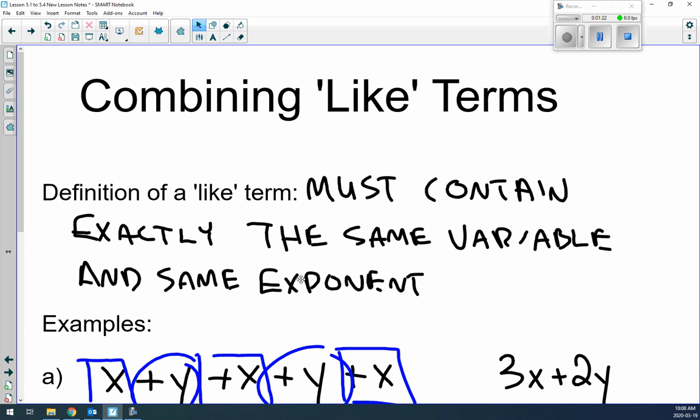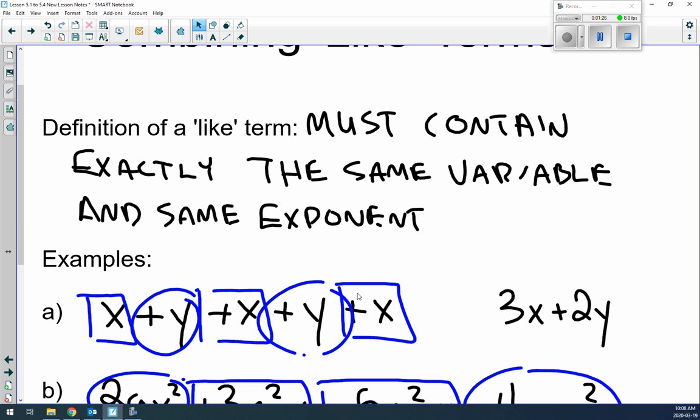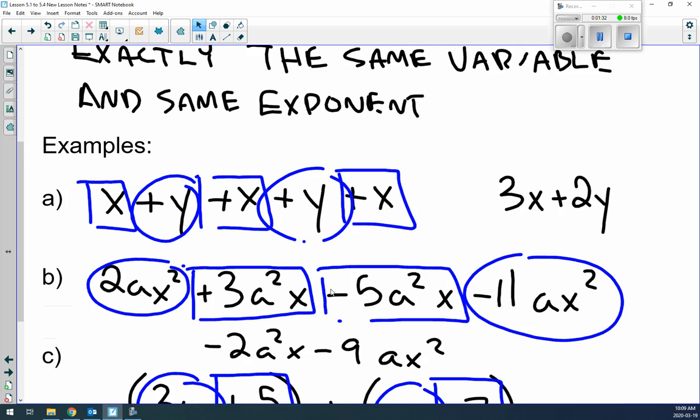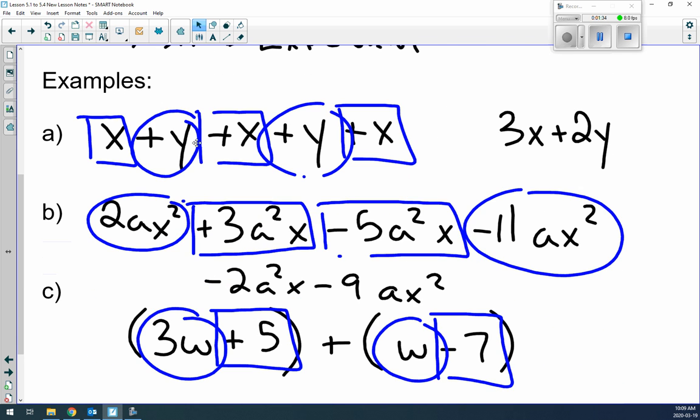Combining like terms is how we simplify, and you do that by combining terms that are the same. For the terms to be the same, they have to have the same variable and the same exponent. Looking at the first one, we have an x, an x, and an x, and they all have an exponent of 1, so we can combine those together. I put shapes around these because it's sometimes useful to keep yourself organized. You can put lines underneath, use colored pencils, anything you want to keep yourself organized. So x plus x plus x is 3x, and then the y and the y is 2y.